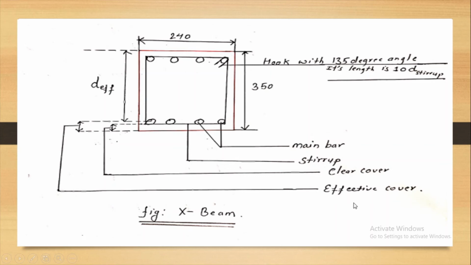And effective cover, look here, is the distance from the center of the bottom longitudinal reinforcement up to the bottom surface of the beam, right? And clear cover is the distance from the stirrups to the outer surface of the beam. This is also clear cover, on all sides. These are longitudinal reinforcement, this is the stirrup, okay? And this one is a hook with a 135-degree angle. Its length is 10 times phi, where phi is the diameter of the stirrup, so 10 times the diameter of the stirrup.